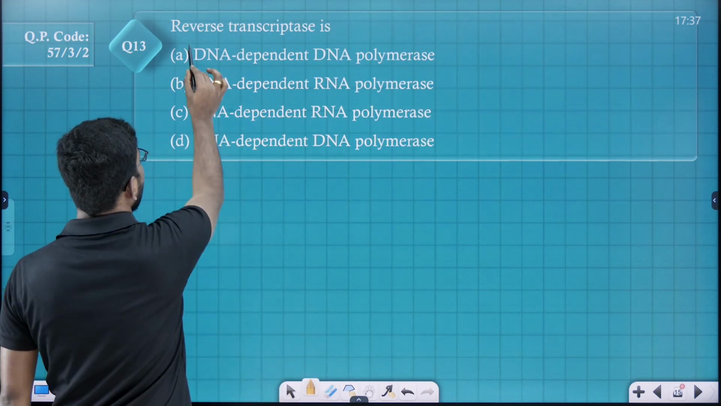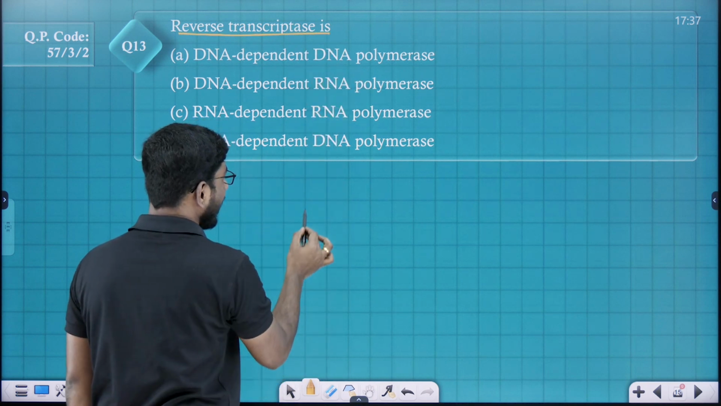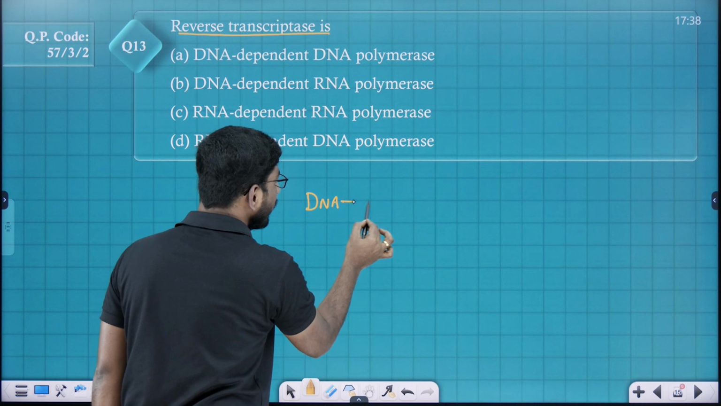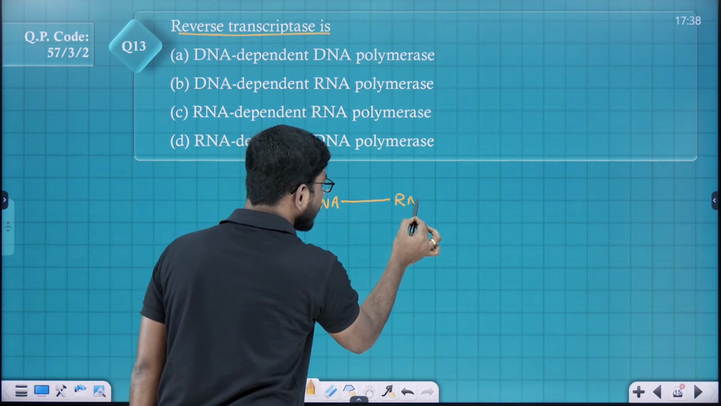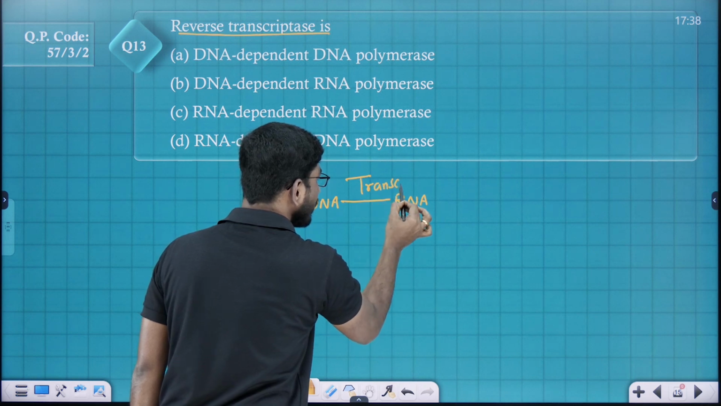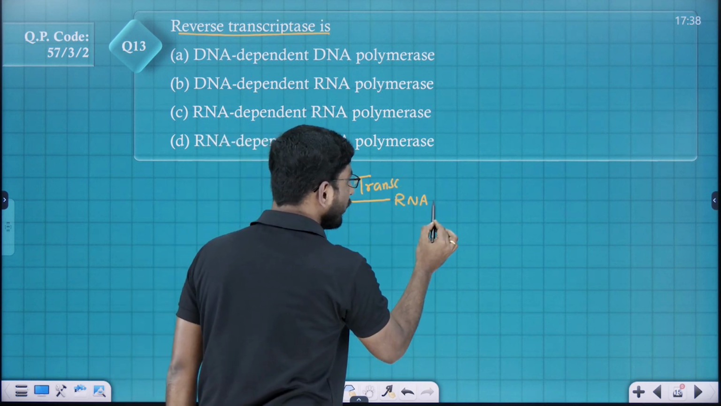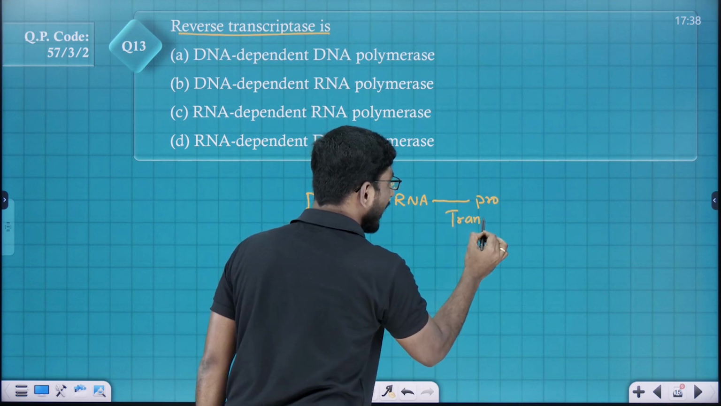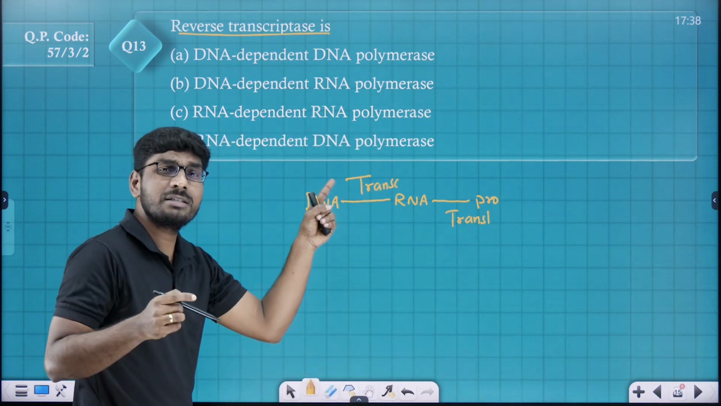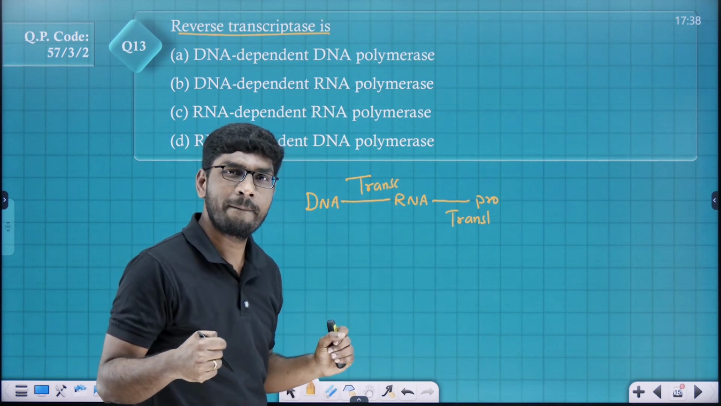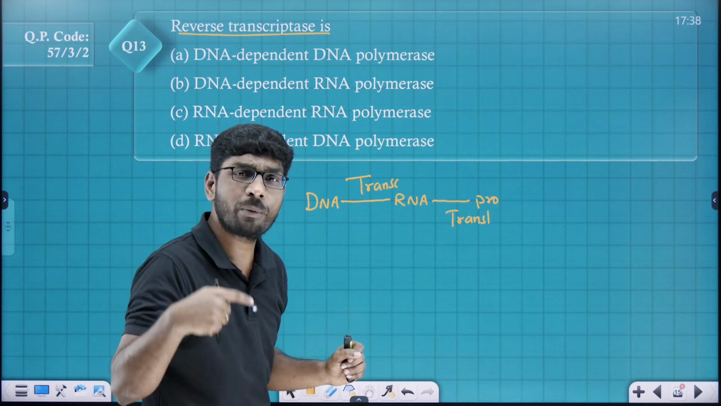Reverse transcriptase. What is the meaning of reverse transcriptase? DNA to RNA formation is called transcription. Transcription, we know this one, simple. And RNA to the formation of protein is known as translation. Am I clear? Translation. Fine, student. This is DNA as the genetic material in organisms, the central dogma. What about RNA viruses like HIV?